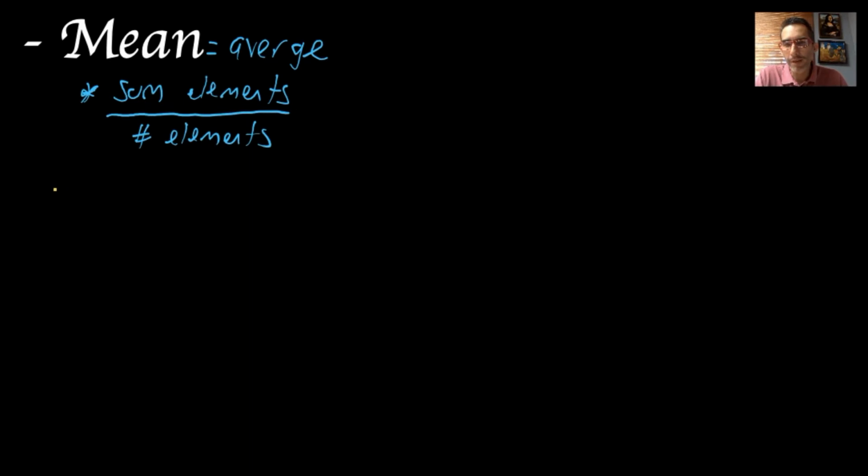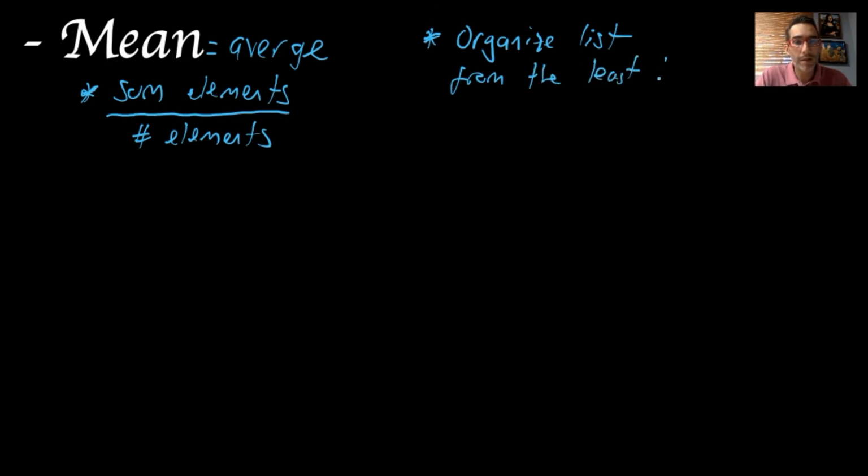If you have a list, I'm going to give it already in order. Normally, let's put it here as another important thing for you to remember. In all exercises where you're dealing with the mean, the median, the mode, the range, I always recommend that the very first step is for you to organize the list in ascending order, so from the least to the greatest, okay?